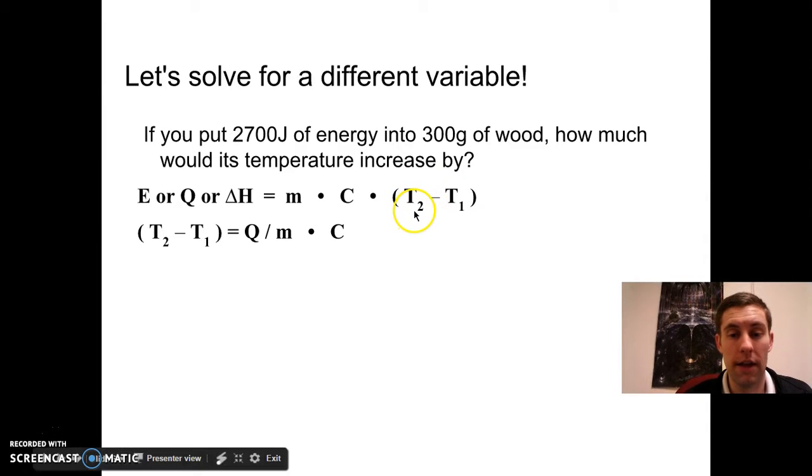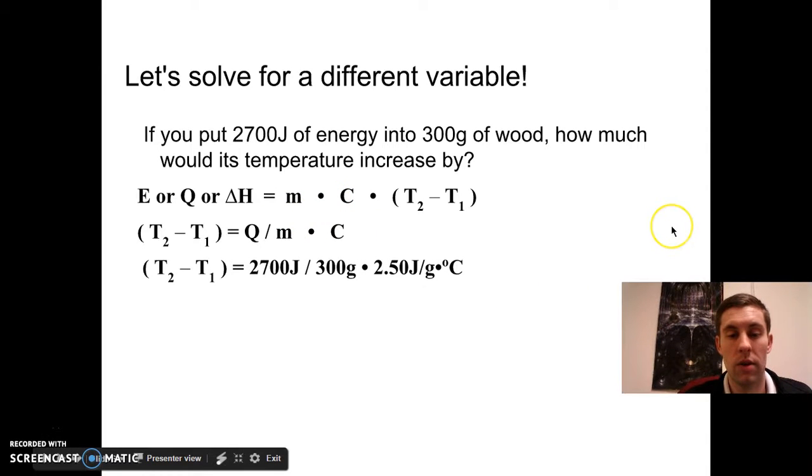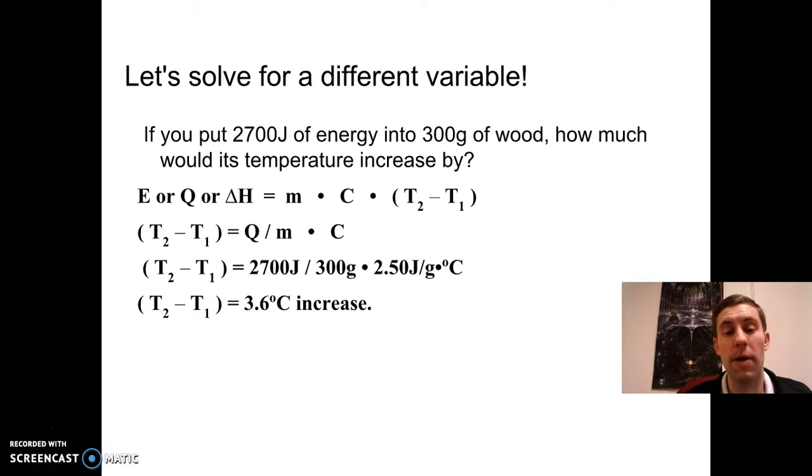and get T2 minus T1, delta T, by itself. So to rearrange, you get T2 minus T1 is equal to Q divided by MC. So we divided both of these, M and C, to get them on the left side of the equation. So plug in all the other variables. Take 2,700 divided by 300 divided by 2.5 joules per gram degree Celsius, the specific heat of wood. And we should get an answer of, it goes up by 3.6 degrees Celsius.